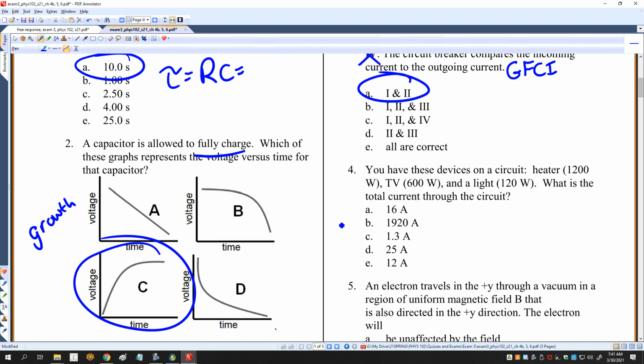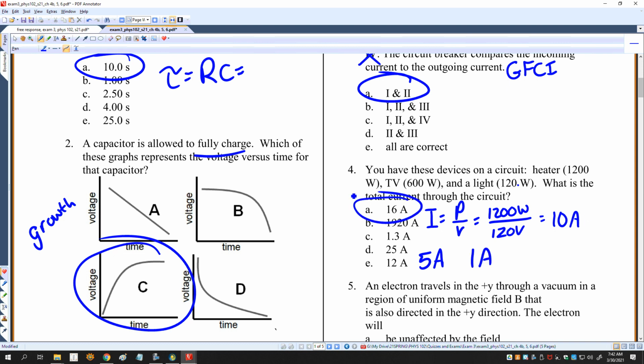You have these devices on a circuit. What is the total current through the circuit? So this is what an electrician does when they plan out your house. They ask, what are the devices that are going to operate on this circuit? And they calculate that total current as P over V. So the heater, for example, would be 1200 watts divided by 120 volts, or 10 amps. The others are 600 divided by 120, or 5 amps, and 120 divided by 120, or 1 amp. So I get 10 plus 5 plus 1, or 16 amps.